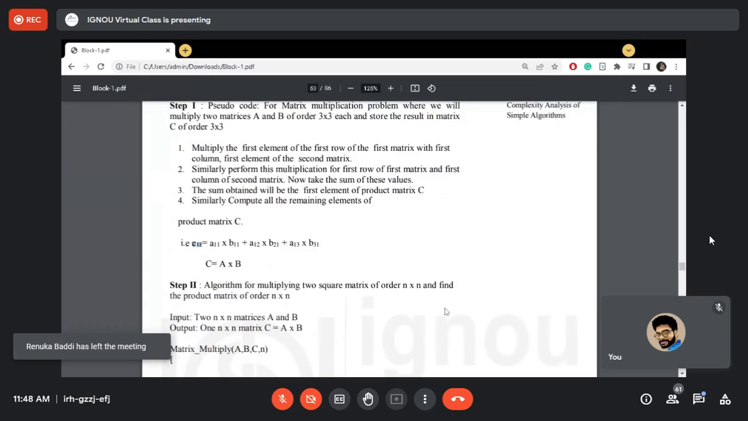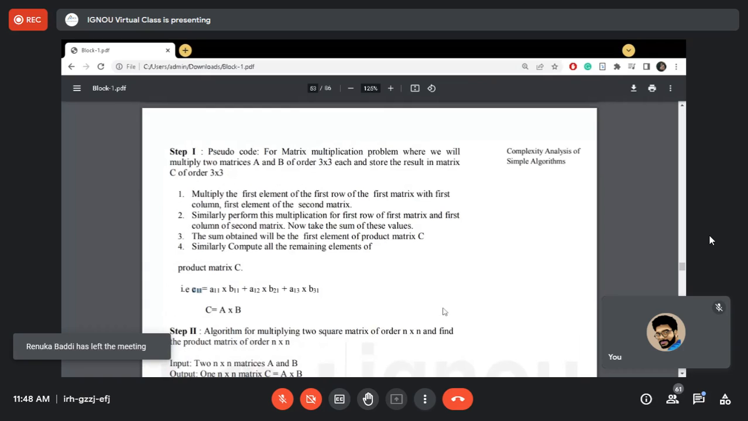So how many loops do we require to multiply two matrices? Just think about it. I think two loops. Three loops we want. Three loops. Three loops we require.